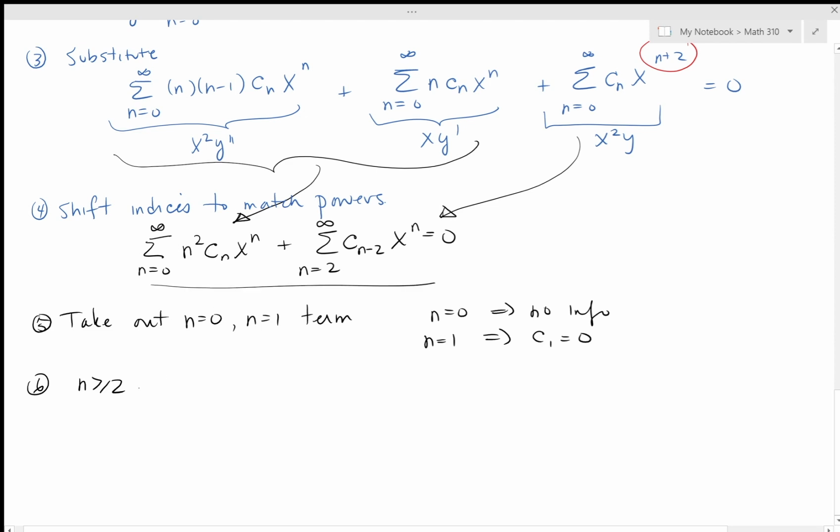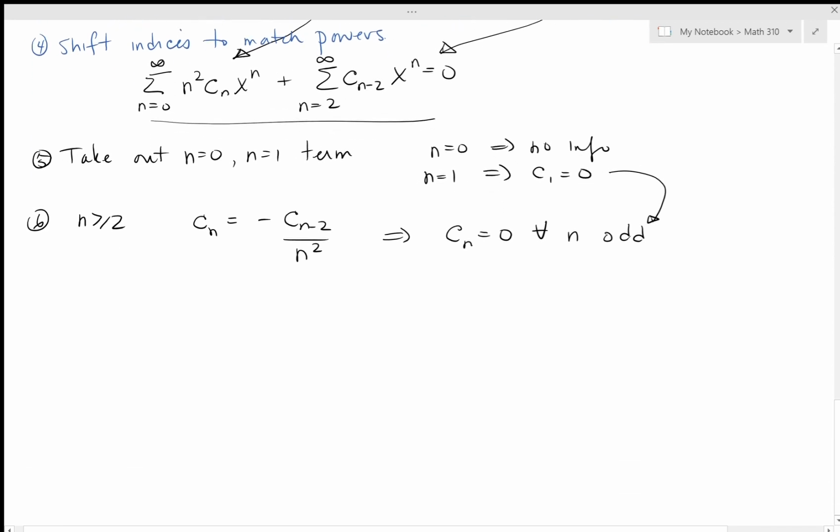this expression here, and that allows me to form the recurrence relation Cn is equal to minus Cn minus 2 over n squared. And that implies, of course, that Cn is equal to 0 for all n odd. That's because of this fact here. I'm getting very close. Now I can compute all the even constants, C2, C4, C6, like that. So allow me to do that.